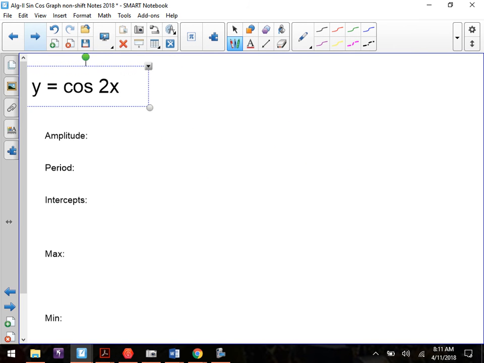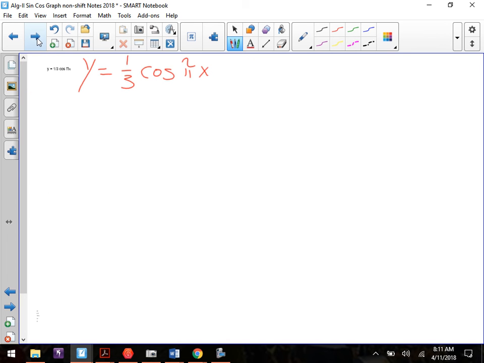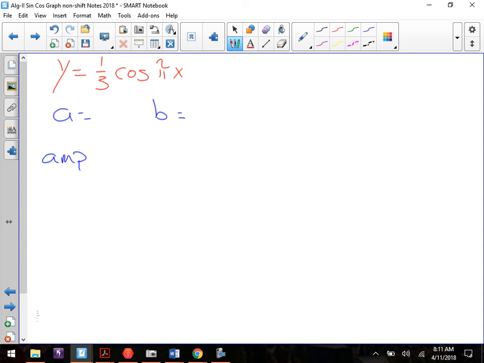Let's try one with cosine, but we'll do this one. So we have to do A. We'll make this negative.